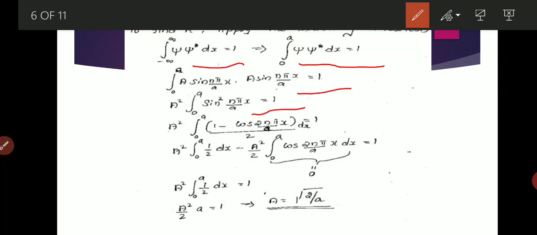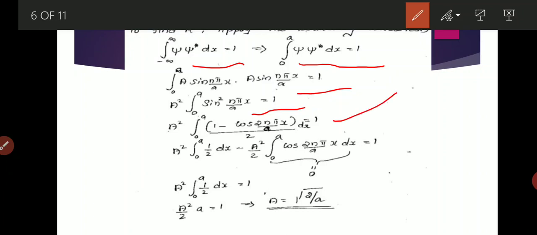So what is sine square x? It is (1 minus cos 2x) by 2. So here, A square into the integral from 0 to a of (1 minus cos 2 n pi by a into x) divided by 2 dx is equal to 1.